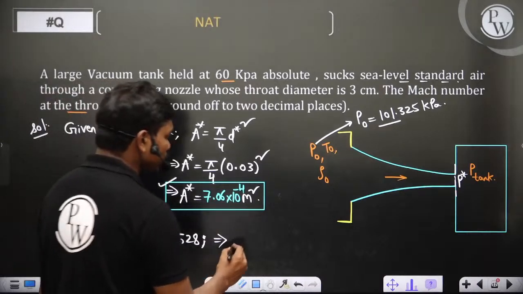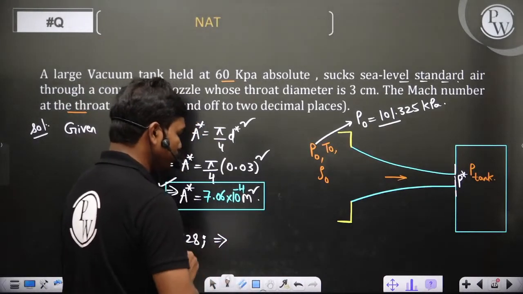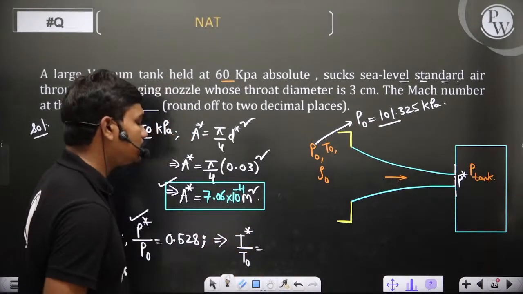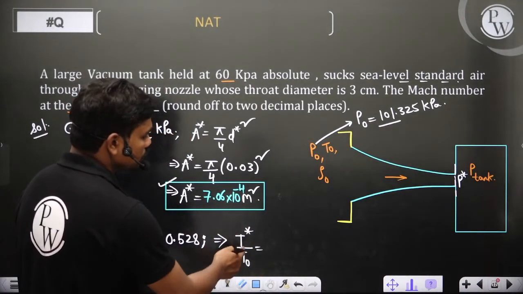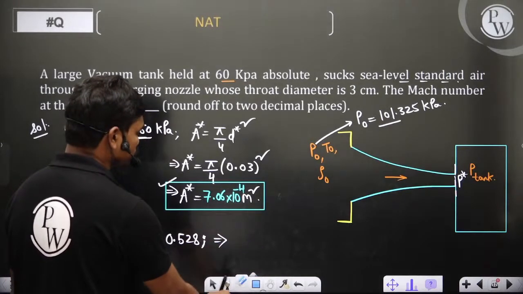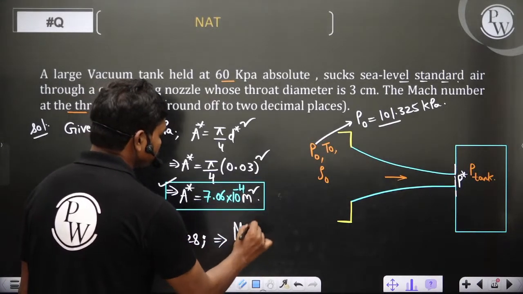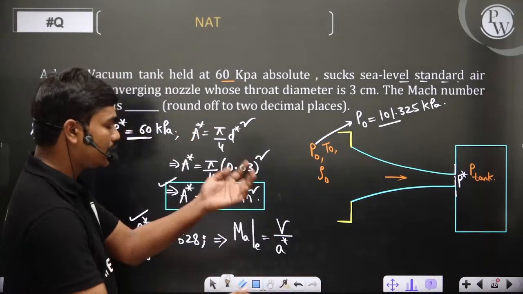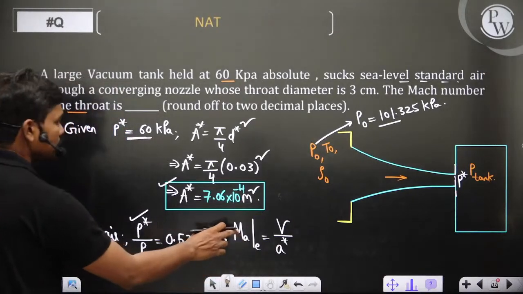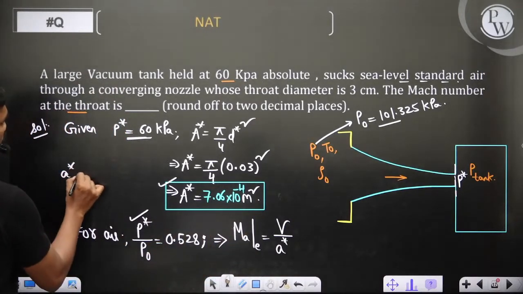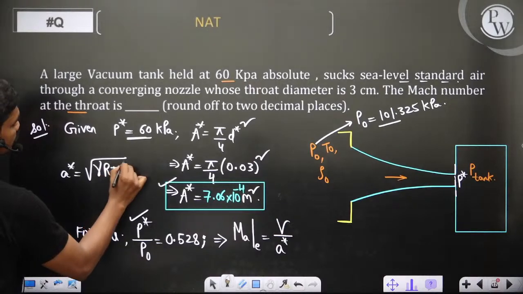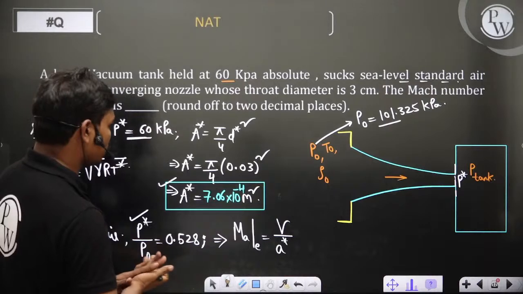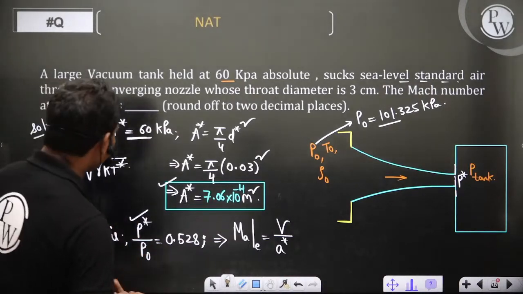Okay, so let's calculate the exit velocity. How to calculate this exit velocity? First, T star by T naught. This T star is also not known to you. We need the Mach number at exit. So Mach number at exit is V by a star, definitely, because that's the sonic condition in that case. So a star is nothing but the square root of gamma R T star. So how to calculate this T star? That's the main important thing.